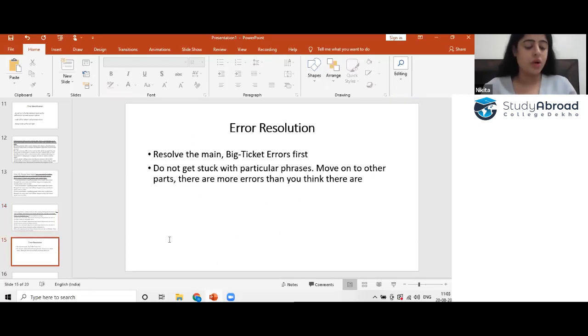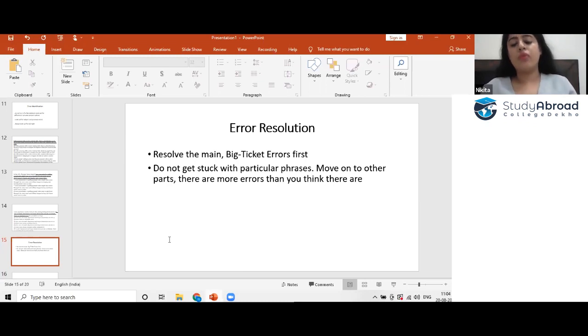Okay, now, let's see another aspect of how we can approach these questions. It could be that we have to solve the errors now. Okay, error resolution. So, what are the pointers that I've written under this head? It says: resolve the main big ticket errors first. Do not get stuck with particular phrases. Move on to other parts. There are more errors than you think there are.